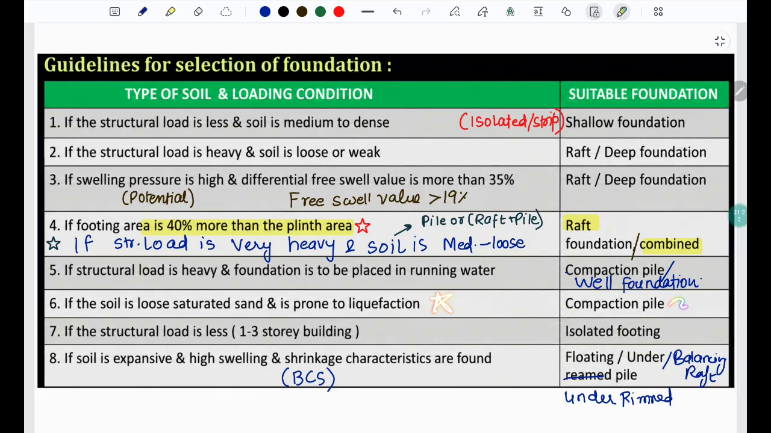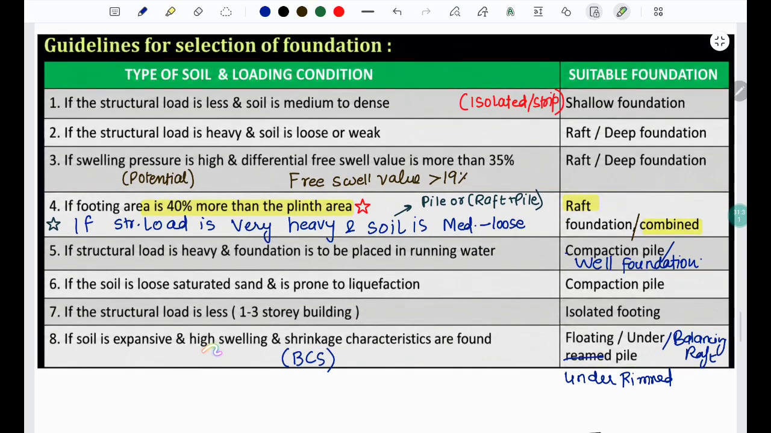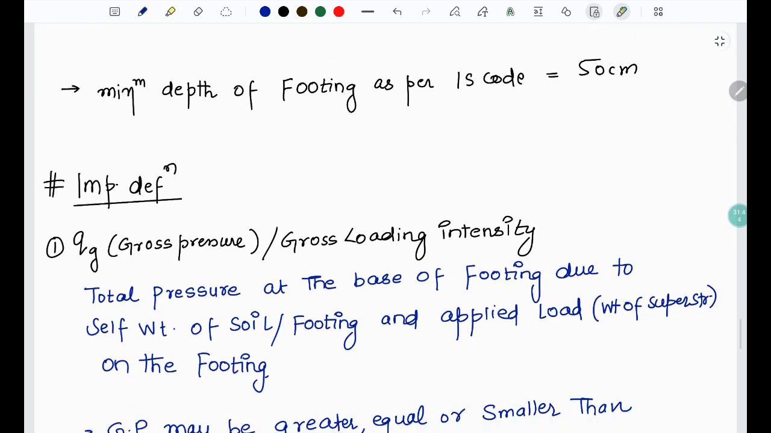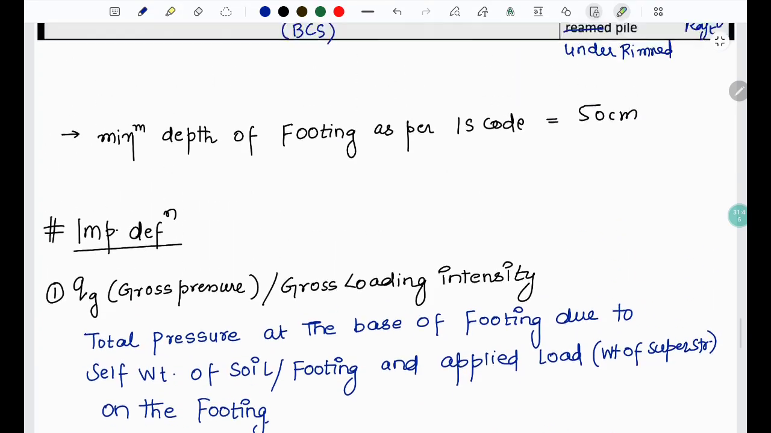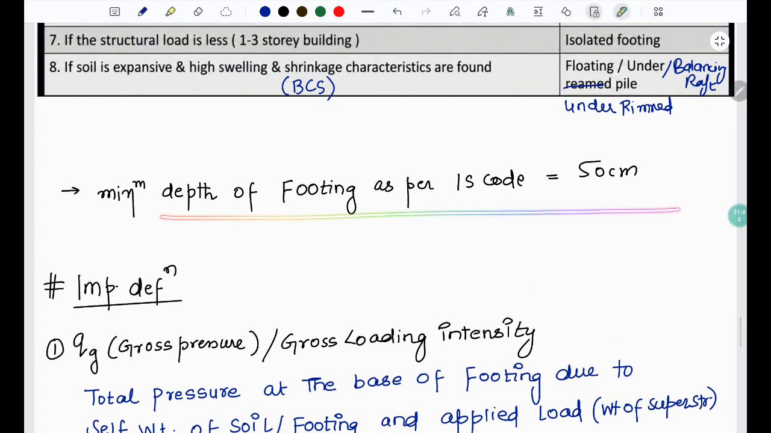This one is important. If the structural load is less, that is if it is 1 to 3 buildings, we can go with isolated footings. If the soil is expansive with high swelling and shrinkage characteristics, often seen in black cotton soil, we will go with floating raft or balancing raft or under-reamed pile. Now, the minimum depth for footing as per IS code is 15 centimeters.